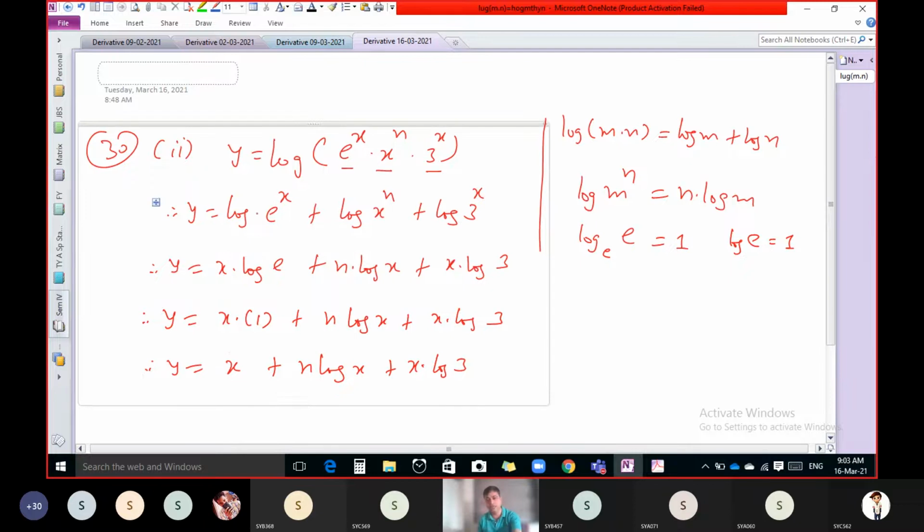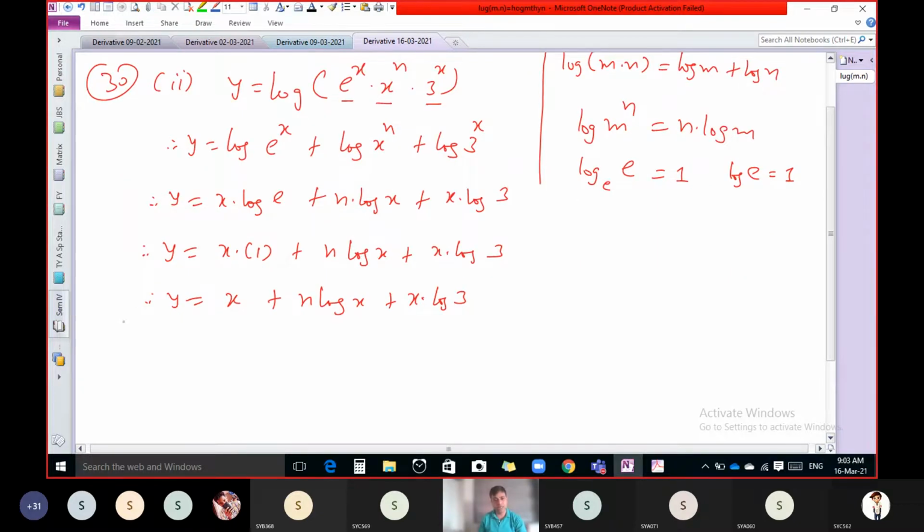And now differentiate with respect to x. Now dy by dx. Tell me the derivative of x. 1. Correct. n is a constant number, keep that as it is. And what is the derivative of log x? Yes, 1 upon x.